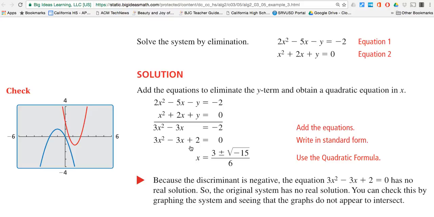Again, this applies to substitution or graphing as well. If you use substitution and you got an imaginary result, what that would mean is that you have no real solutions to your system. And just writing that down as an answer is perfectly fine: no real solution.